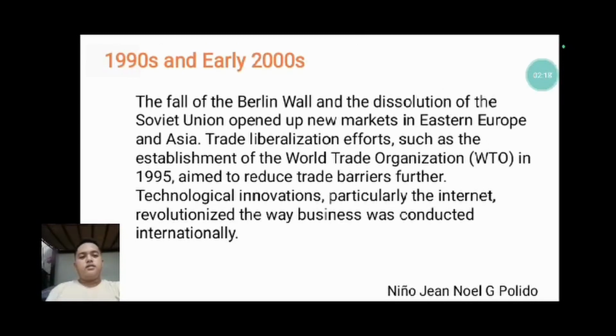1990s and early 2000s. The fall of the Berlin Wall and the dissolution of the Soviet Union opened up new markets in Eastern Europe and Asia. Trade liberalization efforts, such as the establishment of the World Trade Organization, or WTO, in 1995, aimed to reduce trade barriers further. Technological innovation, particularly the Internet, revolutionized the way business was conducted internationally.